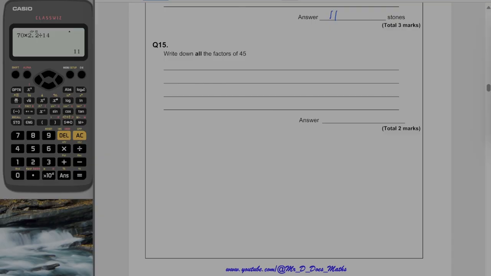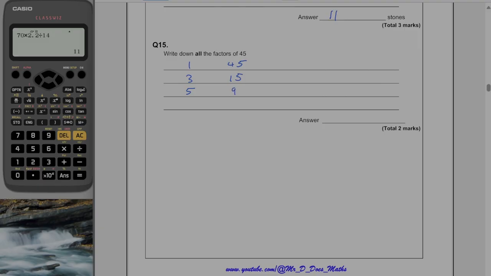Question 15. Write down all the factors of 45. So for this, I'm going to just do factor pairs to start with. So 1 and 45 multiply together to make 45. 3 and 15 multiply together to make 45. 5 and 9 multiply together to make 45. So we're looking at 1, 3, 5, 9, 15, and 45.